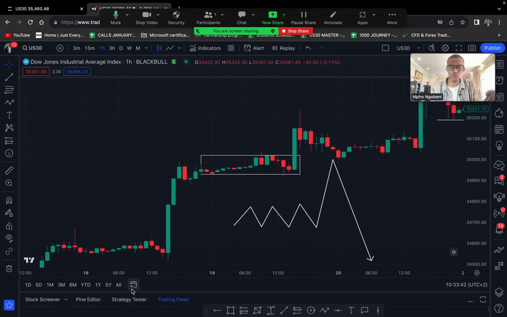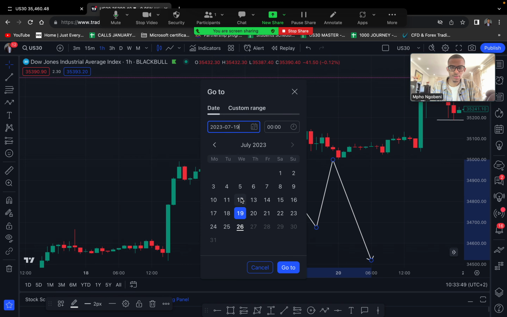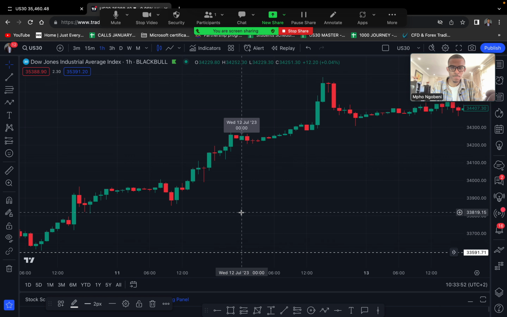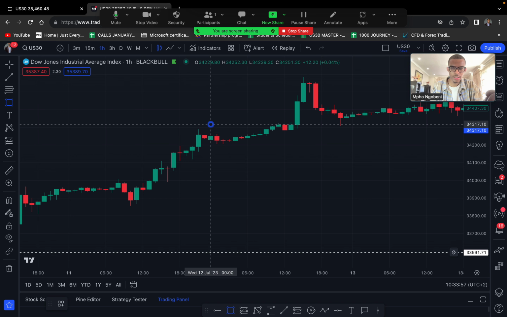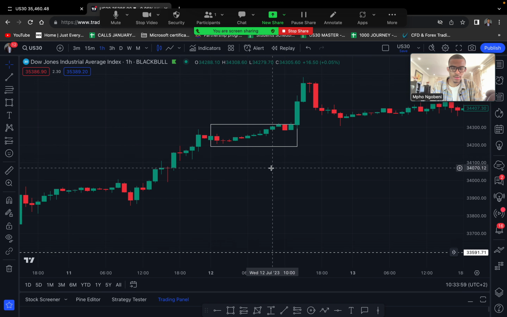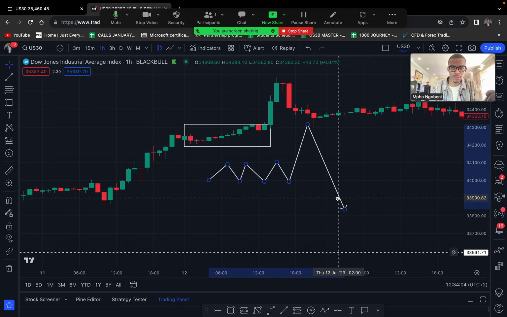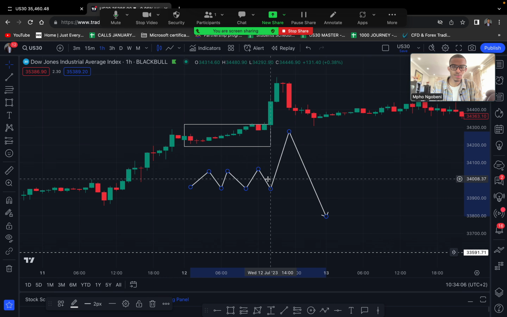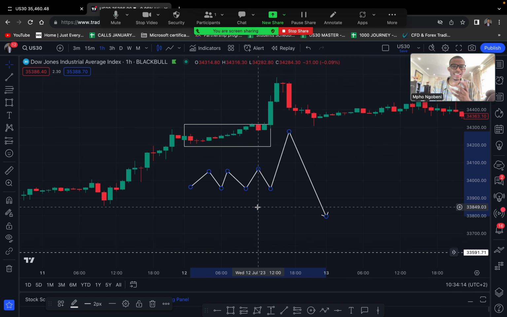Let's check also another Wednesday. So we're gonna go to the 12th. Okay, so as you can see, this is the Wednesday, the consolidation, the breakout. As you can see, the exact same movement: consolidation, breakout, then sell. So we can see that this is like a template of how Wednesday has been moving.